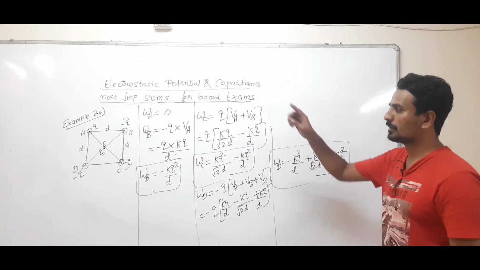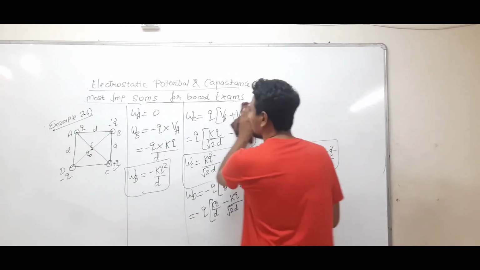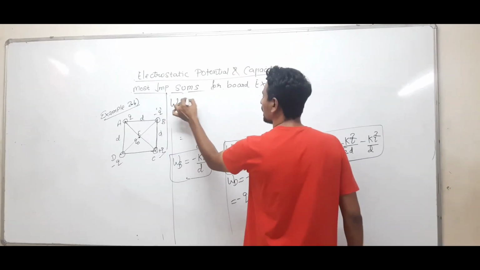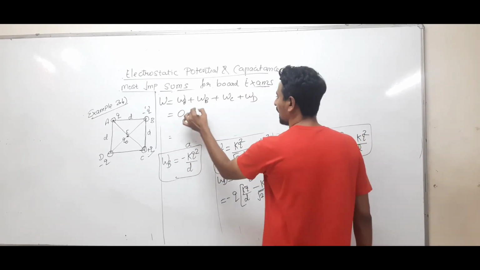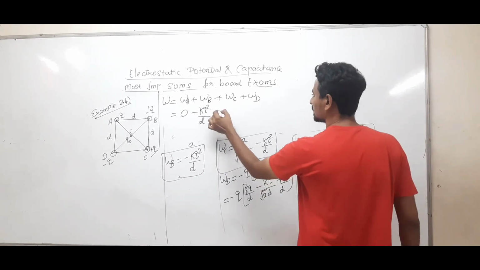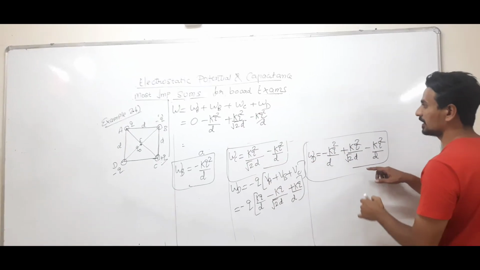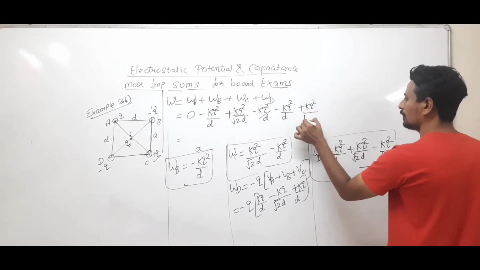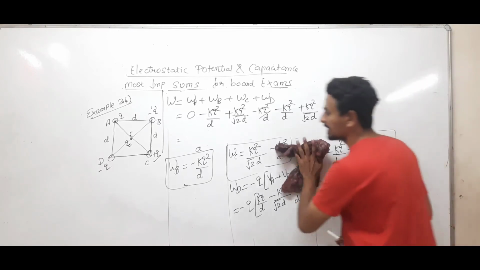So what will be the total work done? The total work done will be the addition of all this work. Total work done for this arrangement will be the work done to bring the charges at A, B, C and D. The work done to bring the charge at A is 0. At B it is minus Kq square by d. At C it is plus Kq square by root 2 d minus Kq square by d. And at D it is minus Kq square by d plus Kq square by root 2 d minus Kq square by d. This is the total work done to get this arrangement. Okay, fine.